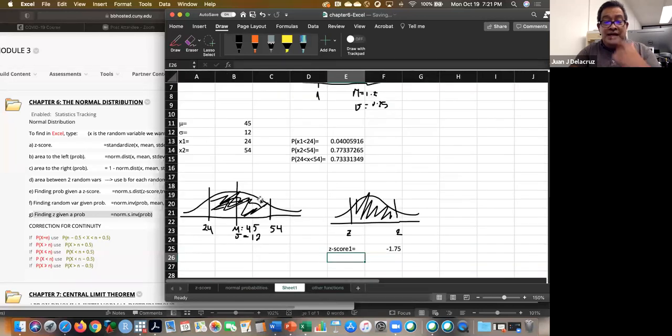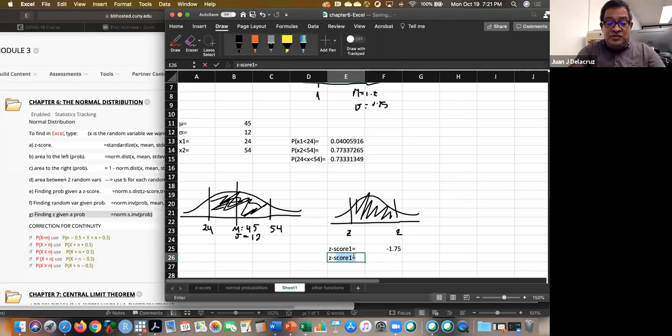Sorry. So here I have the C-score. I use the finding C-score given the probability. So I have the probability, and I have the area under the curve to the left. This is the area under the curve to the left of 54.